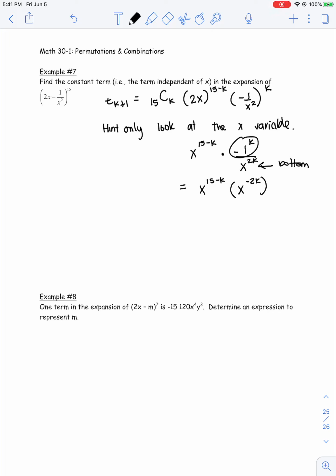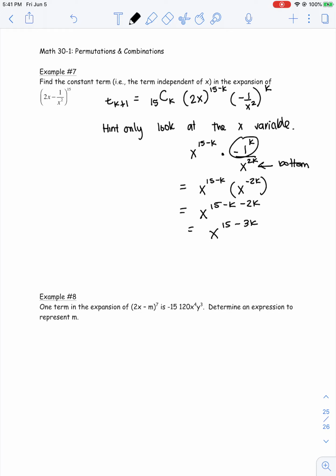So what I'm doing is flipping it, and all that happens is when you flip a fraction, it just becomes the negative exponent. And then we're going to put these numbers together. Whenever we have two x's multiplying, we add the powers together. So 15 minus k, we're going to add negative 2k. So that's going to be x to the power of 15 minus 3k.